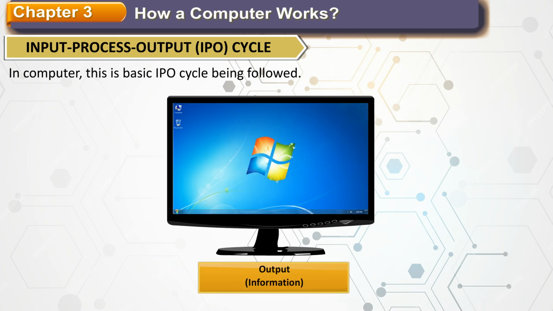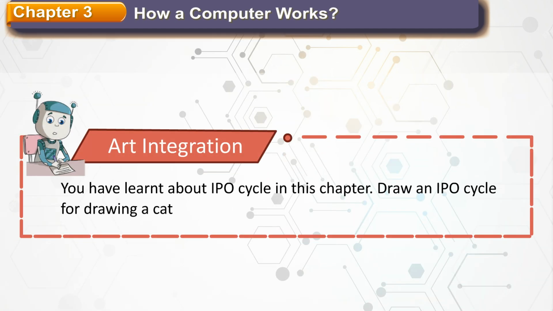Output information. Art integration. You have learnt about the IPO cycle in this chapter. Draw an IPO cycle for drawing a cat.